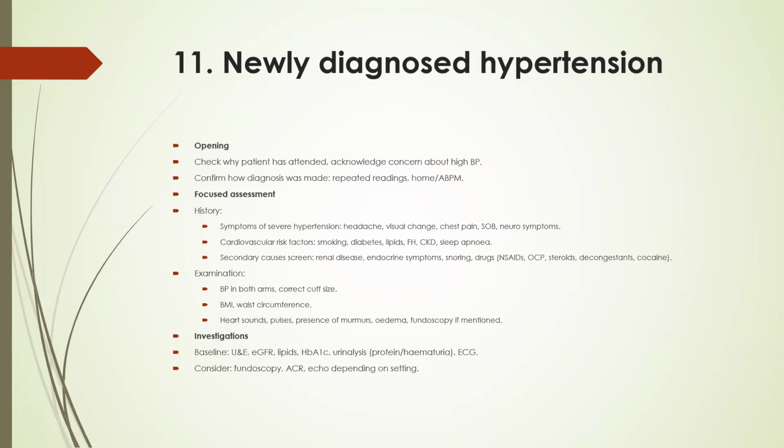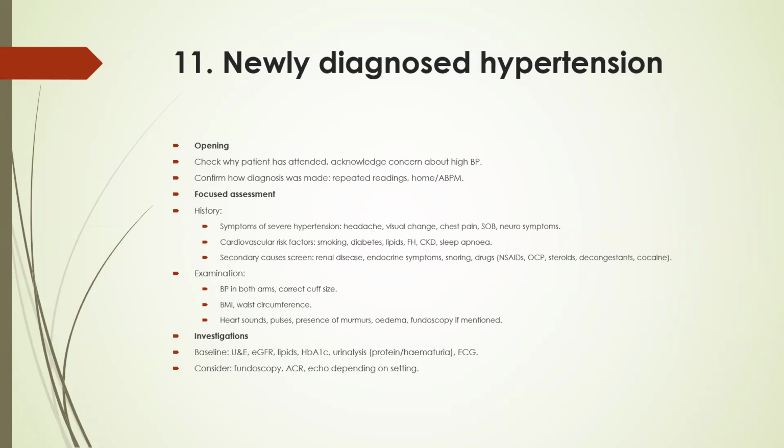In our domain, we have to take a proper history, cardiovascular risk factor assessment and secondary causes. Then we have to examine the patient in both arms. If you say you are going to check the blood pressure but don't verbalize both arms, it will be considered incomplete and incompetent. And I'll be checking your BMI and waist circumference, doctor. It is mandatory. If you are not doing it in the examination, it will be considered incomplete.